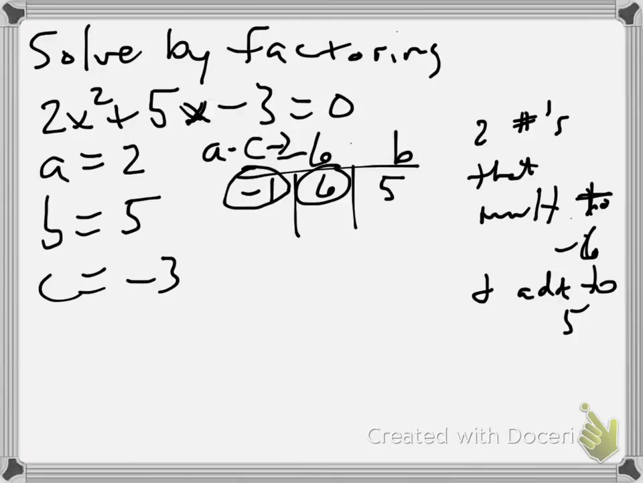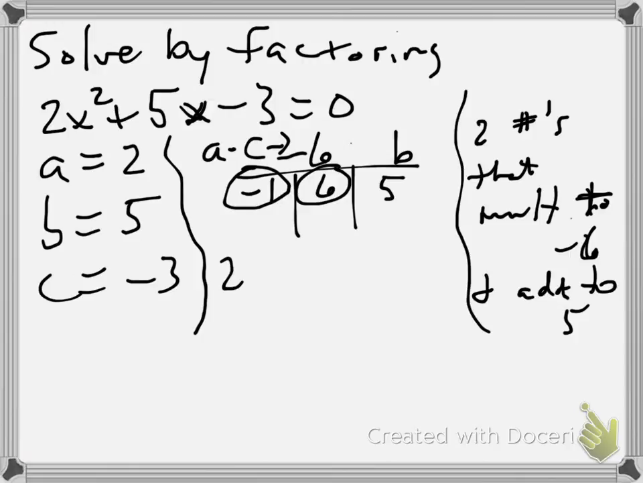Now, if a was just 1, we could factor it right now, put in parentheses x minus 1, x plus 6, and we would be done. Okay? But a is not 1. So what we have to do is rewrite the equation. So separate this out here.